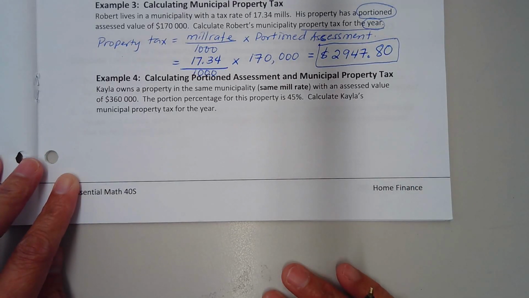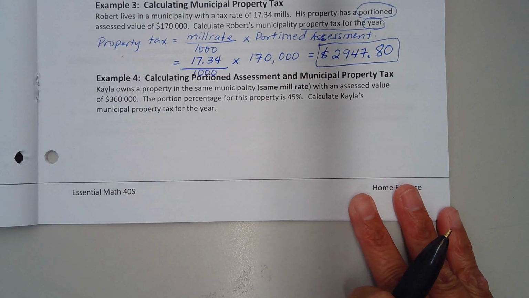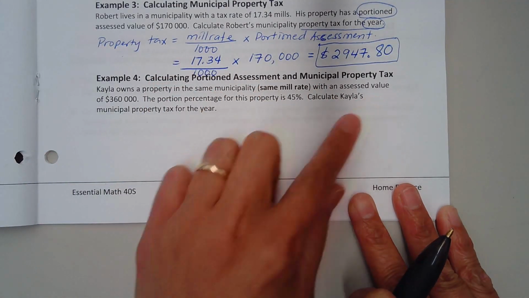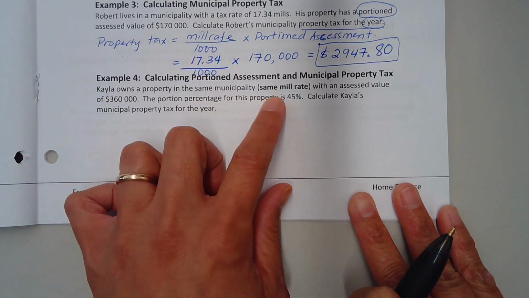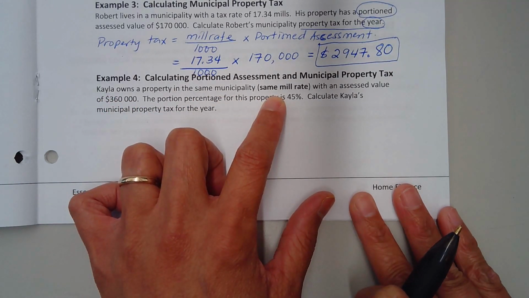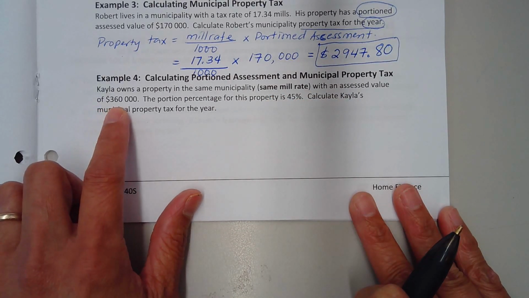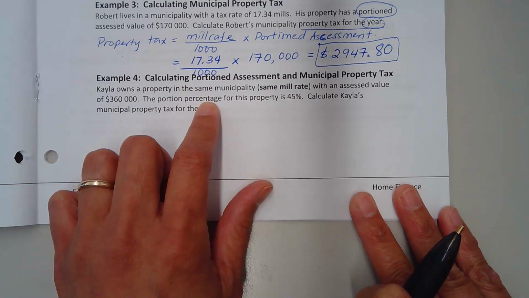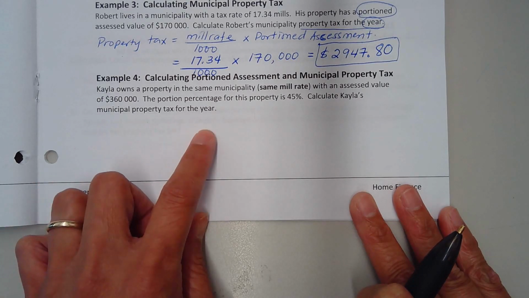So example number 4. I think this puts everything or almost everything together. Calculating portion assessment and municipal property tax. Kayla owns a property in the same municipality, so that means the same mill rate, with an assessed value of 360,000. The portion percentage is 45%. Calculate Kayla's municipal tax for the year.